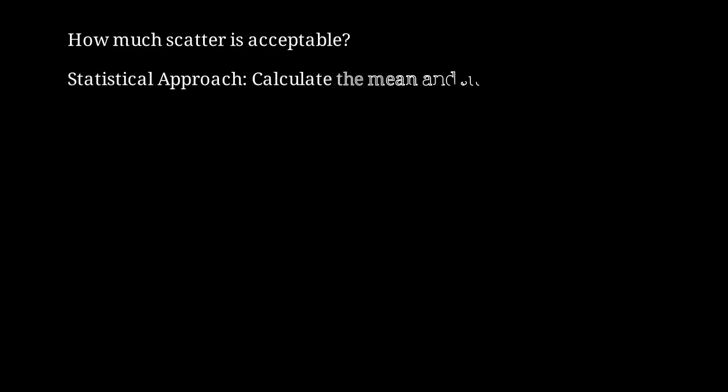The statistical approach is to calculate the mean and standard deviation of your P times V values. If the standard deviation is small compared to the mean, you have a good relationship. If the standard deviation divided by the mean is less than 0.05, that's an excellent fit. Less than 0.10 is acceptable for student labs.